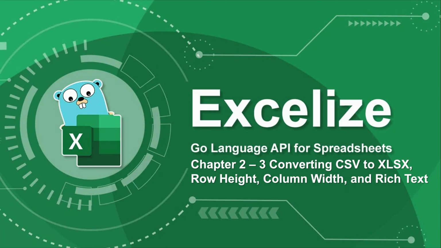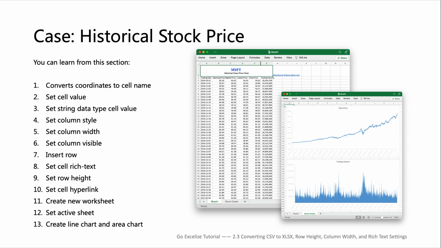Hello everyone, this is the second chapter of the Excel tutorials, section 3. In this section, I will show you how to convert contents from a CSV file into Excel, and how to set the row height, column width, and list text cell. I will show you how to generate a historical stock price spreadsheet by this example. We will use some new Excel functions in this section.